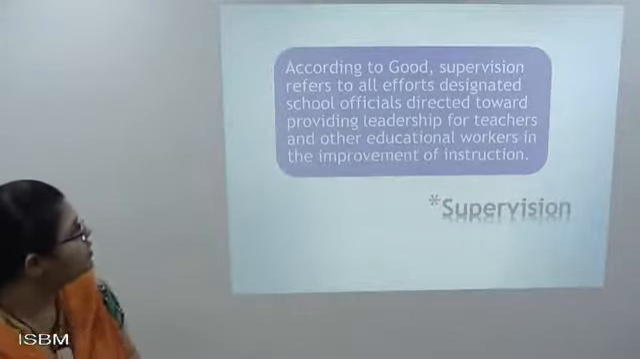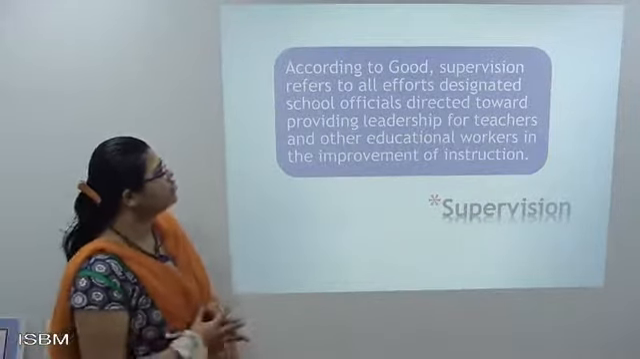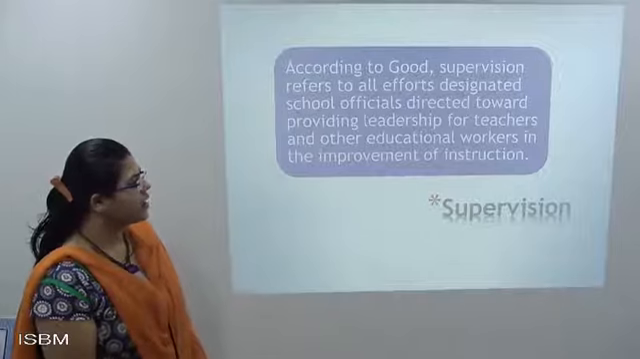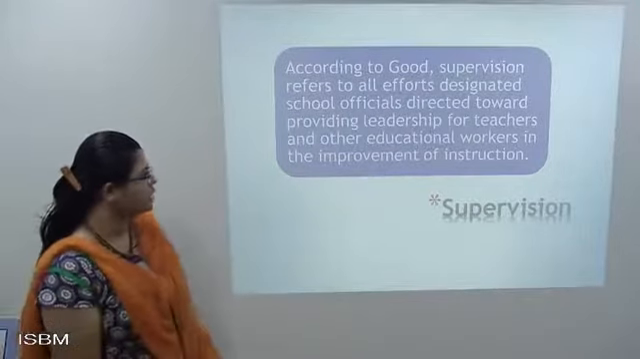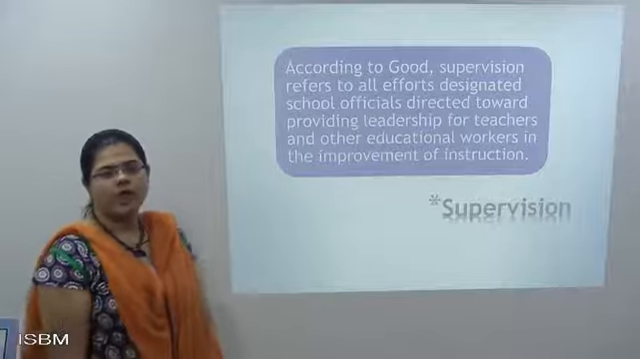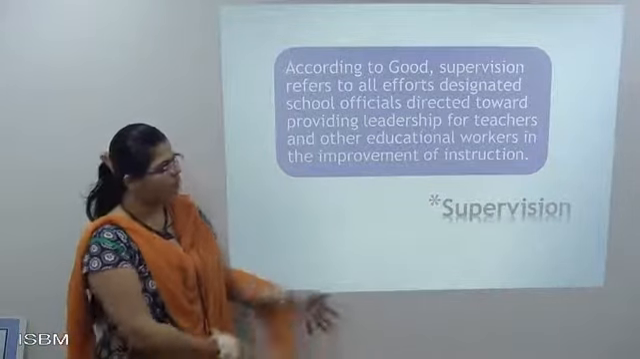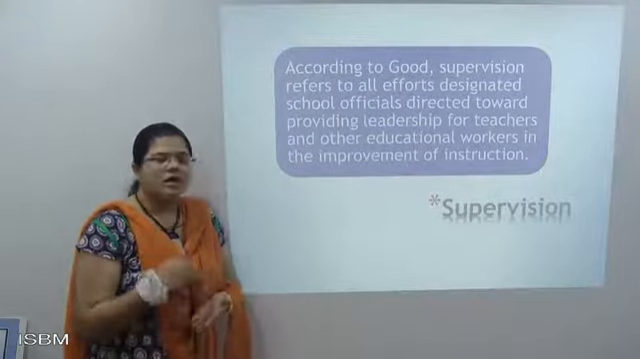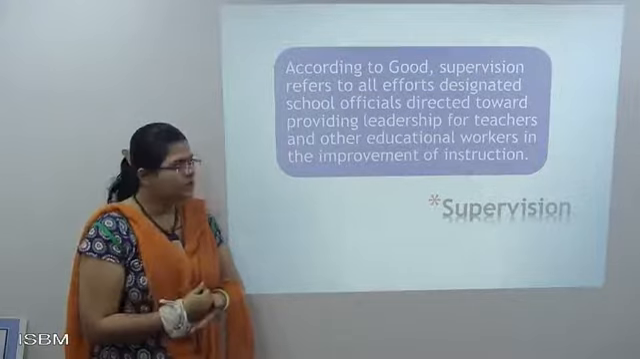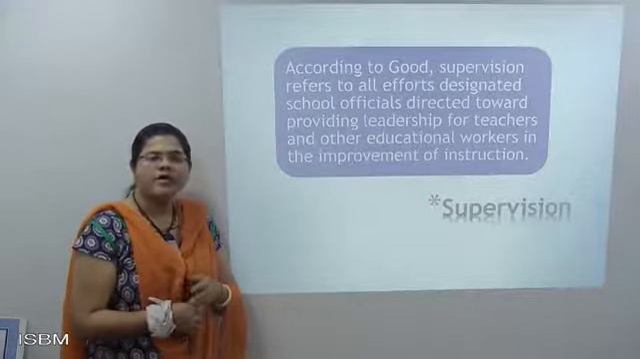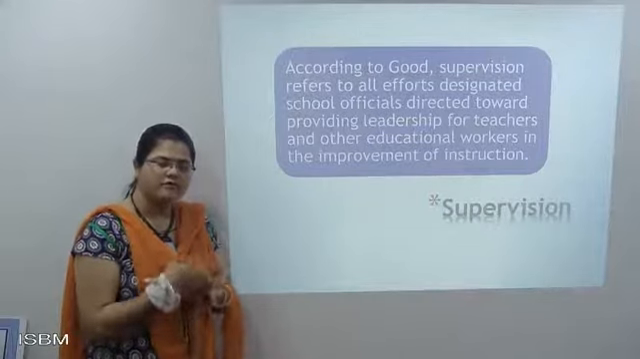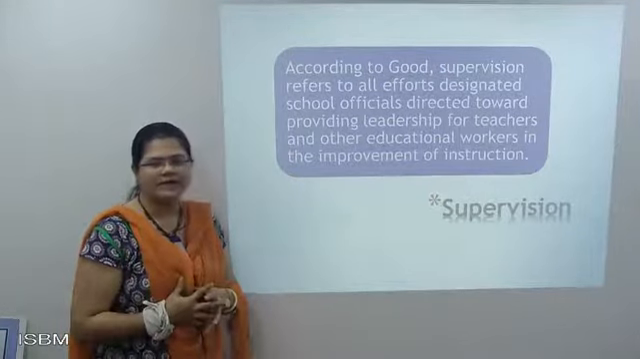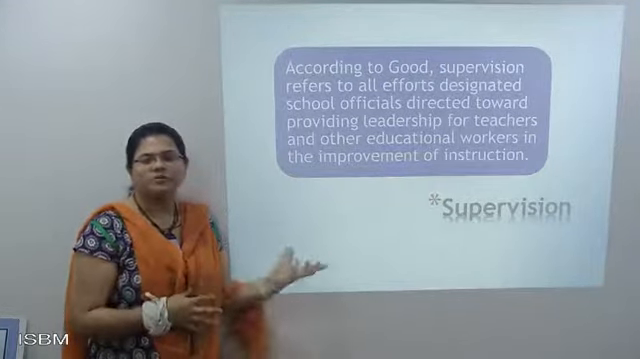Now, good supervision refers to the effort of designing school officials directed toward providing leadership for teachers and other educational workers in the improvement of instruction. After going through all these points, we know that good supervision is where teaching skills, educational workers and teachers communicate, share knowledge, come up with their ideas and follow the instructions the supervisor gives.